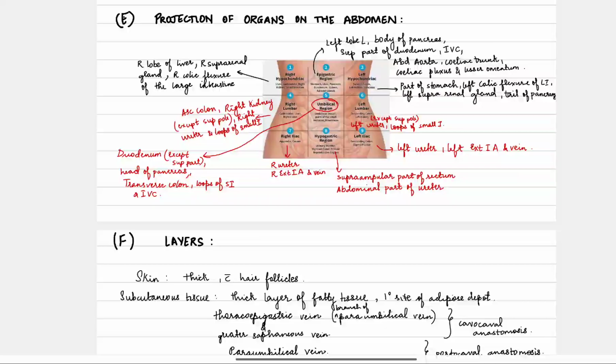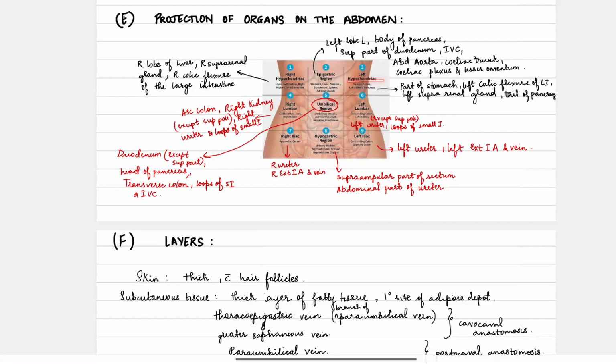What is located in the epigastric region? In the proper epigastric region: left lobe of the liver, stomach, body of the pancreas, superior part of the duodenum, inferior vena cava, abdominal aorta, celiac trunk, celiac plexus, and lesser omentum. And also the adrenal gland is present.